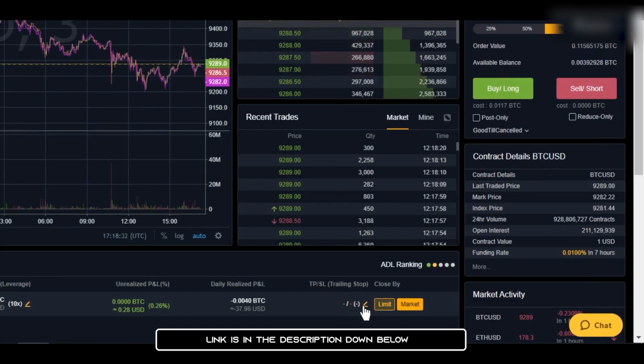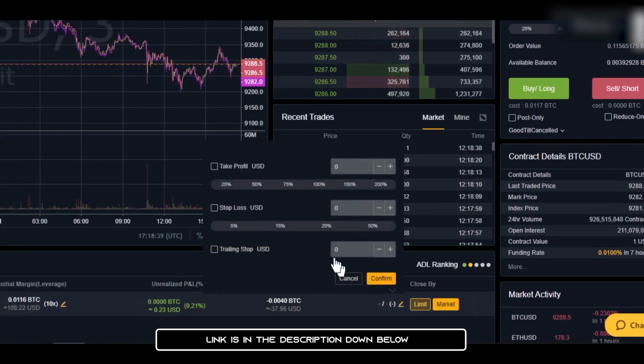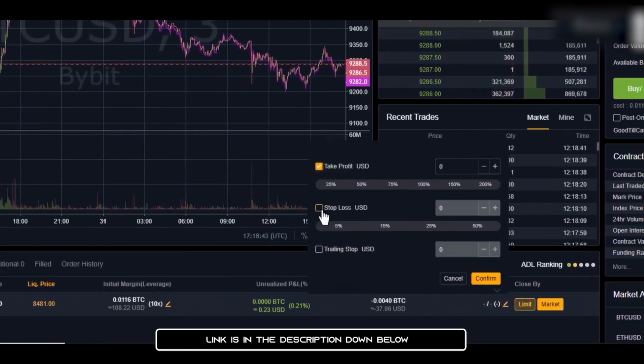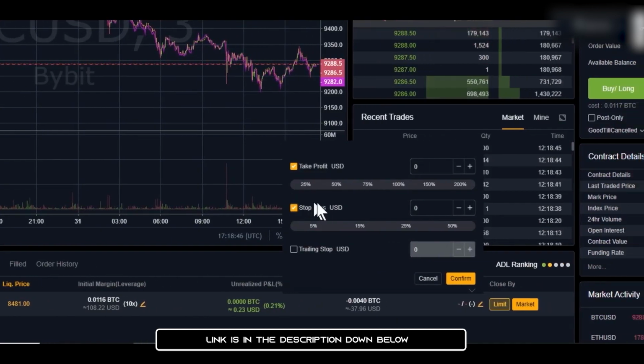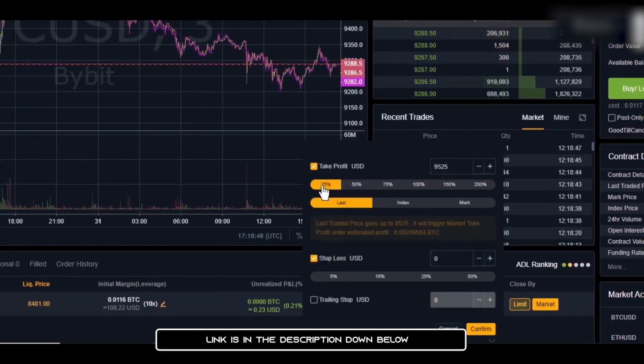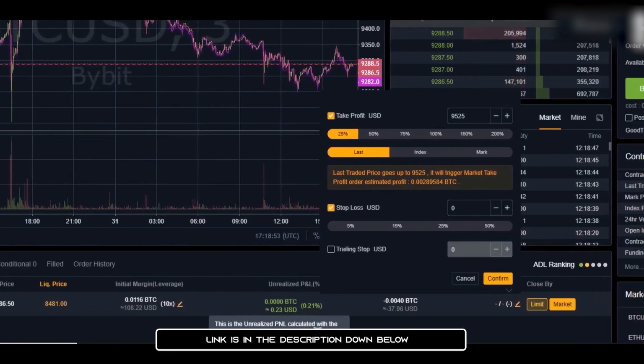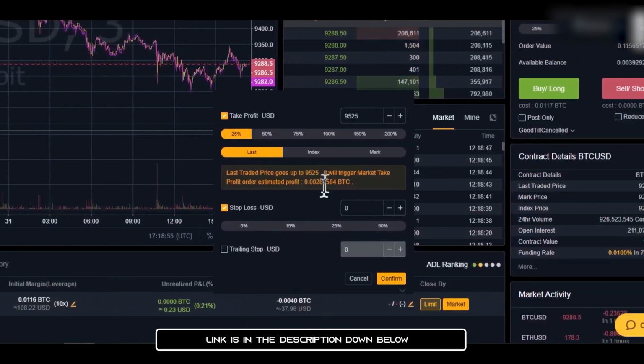So you're going to want to go to your position and down to this little icon right here beside the limit and market. And you're going to want to open this up and you'll see these. And I'll explain to you the take profit and the stop loss right now. So I'm going to take profits at 25%. So if my profits go up 25%, I will be closed and I'll take my profits.